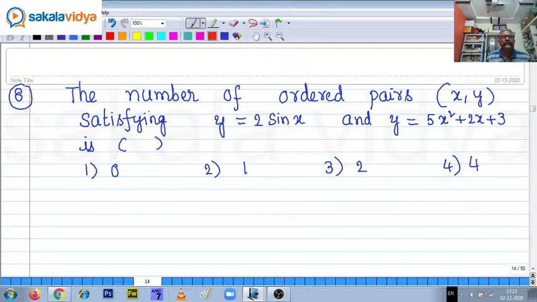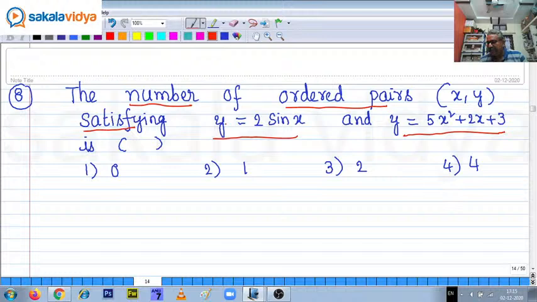So that means actually see, the number of ordered pairs x comma y satisfying both the equations, y is equal to 2 sin x and y is equal to 5x square plus 2x plus 3. The y equals 2 sin x is a wavy curve, whereas this is the parabola. So where do these two curves cut each other? That point of intersection of these two curves we need to find out. That will be the required number of solutions. For that we need to draw the figure. I will show the figure now. Don't worry.